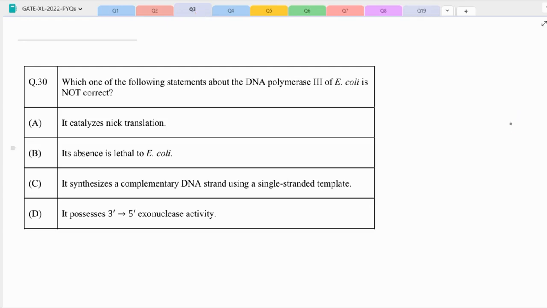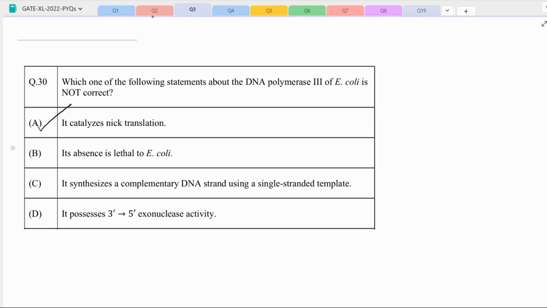Which one of the following statements about the DNA polymerase 3 of E. coli is not correct? So the options are: it catalyzes Nick translation, its absence is lethal to E. coli, it synthesizes a complementary DNA strand using a single-stranded template, and it possesses 3' to 5' exonuclease activity. And here the correct answer is it catalyzes Nick translation.